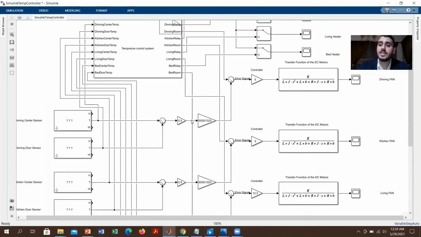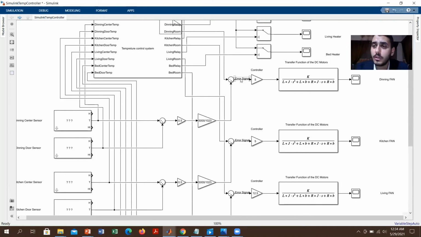And since this temperature is an analog signal, we need to convert this analog signal to a digital signal from 0 to 5 volt. We multiply it by 5,000 and divide over 1023, so that we will get a voltage signal from 0 to 5 volt here. We will deduct from this voltage signal the inputted signal, and thus we will have an error signal here from 0 to 5 volt.